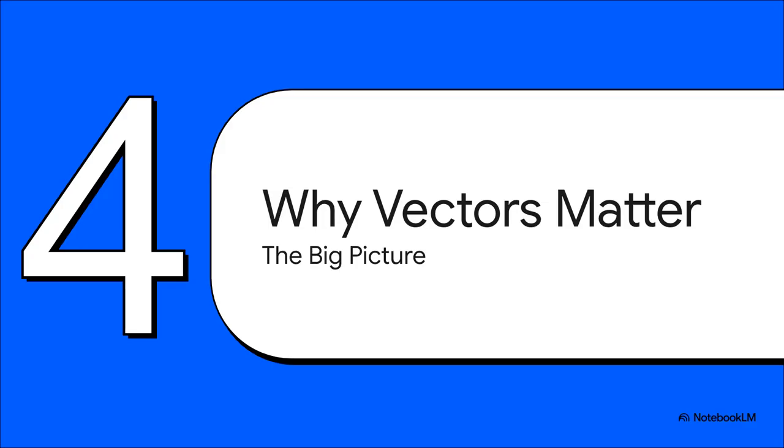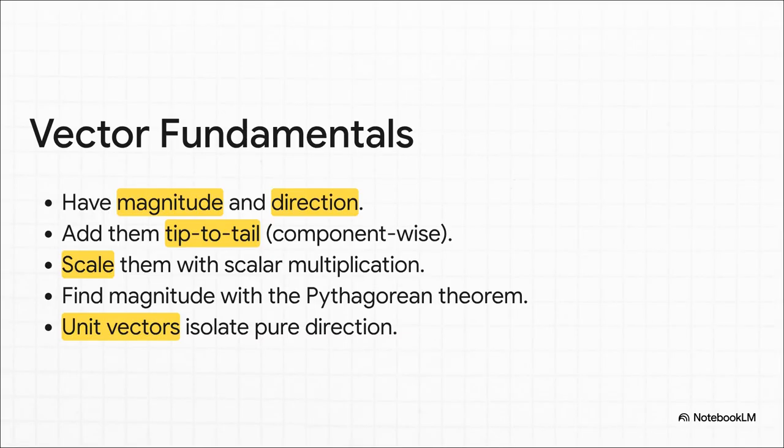So we've gone through the what and the how of vectors, but that leaves the most important question. Why? Why does any of this matter? Let's zoom out and look at the big picture, because this is where it all comes together. Okay, so let's do a super quick recap of the tools we've just built. We now know that vectors are all about magnitude and direction. We know we can add them together by putting them tip to tail. We can stretch and shrink them by multiplying by a number. We can find their exact length using a bit of geometry, and we can even strip them down to their pure direction using unit vectors.